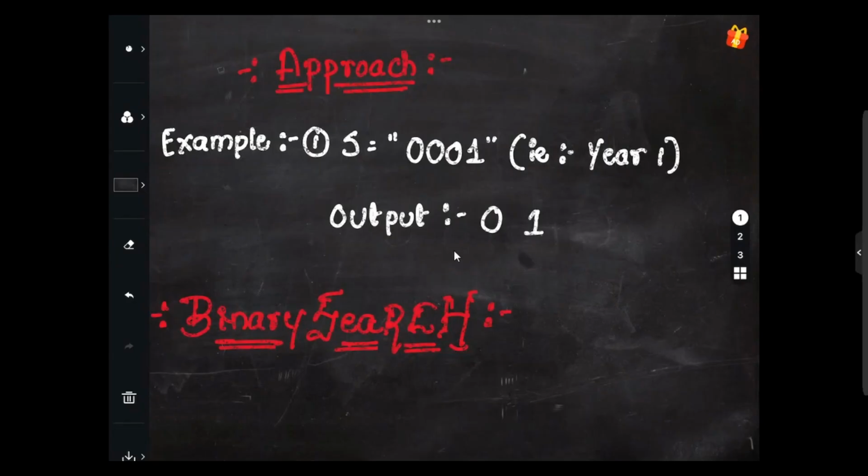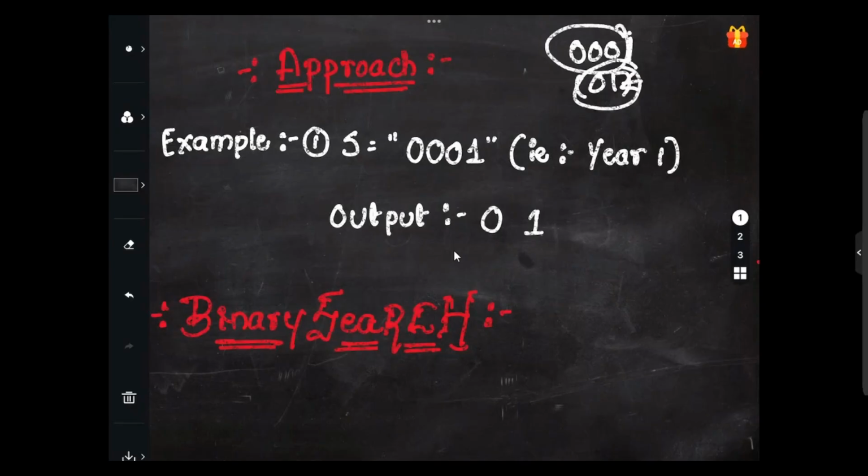Here, we have considered the same first example. The first input was 0001, and the output that we need to get here is 0 1, meaning the square of 0 plus 1. So we have to check whether we get the desired output or not with the approach.